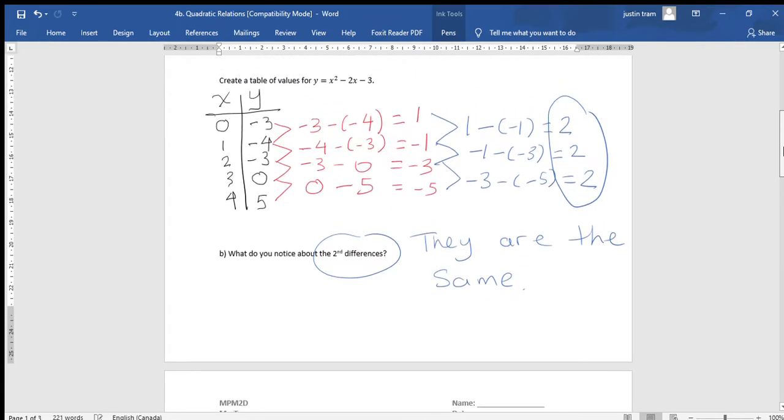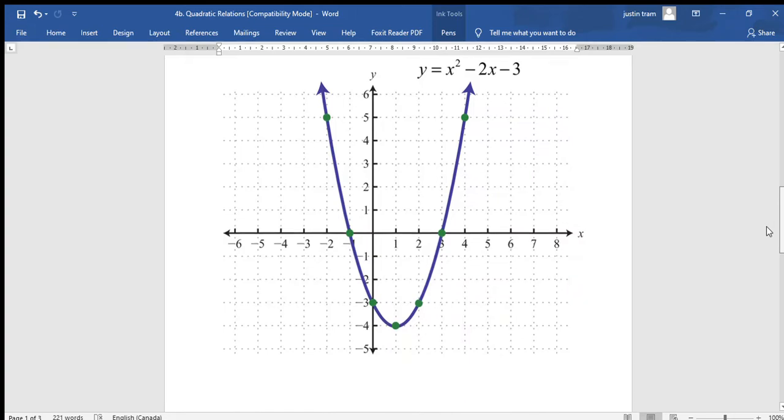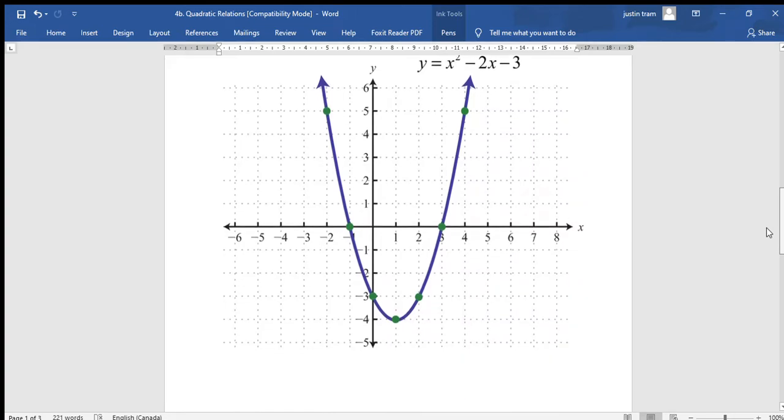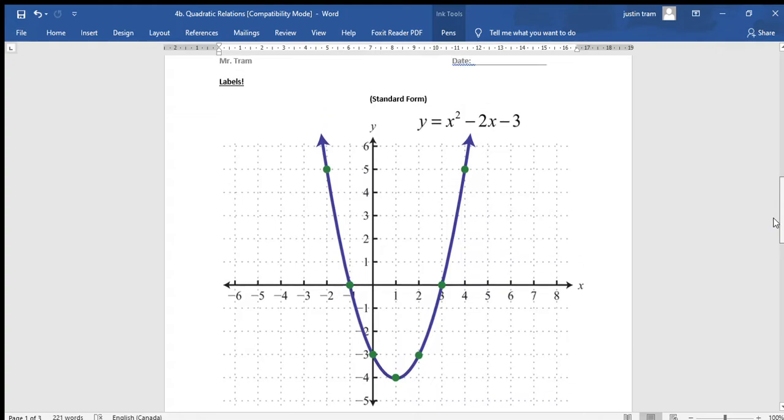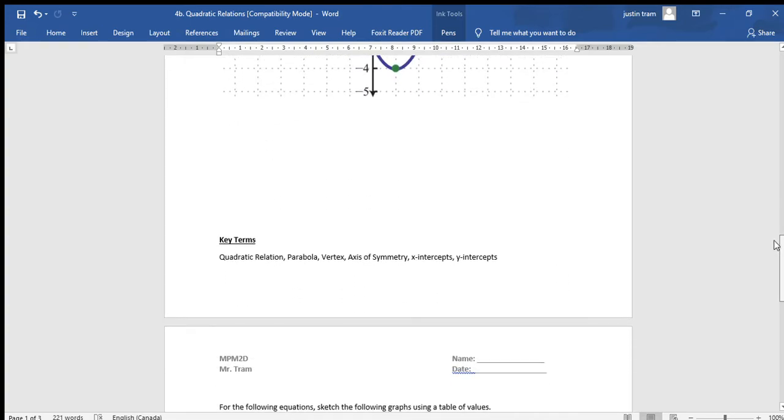Now, based on the table of values, we know that the second differences are 2. The 2 isn't significant, it's the fact that they are the same. So that tells us that it's going to be a quadratic function. Now, a quadratic function is of the second degree. So if you see an x squared anywhere in your function, chances are it's going to be a quadratic function.